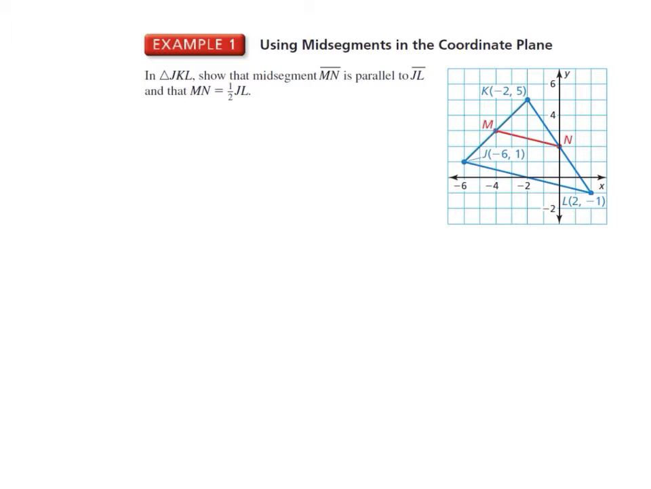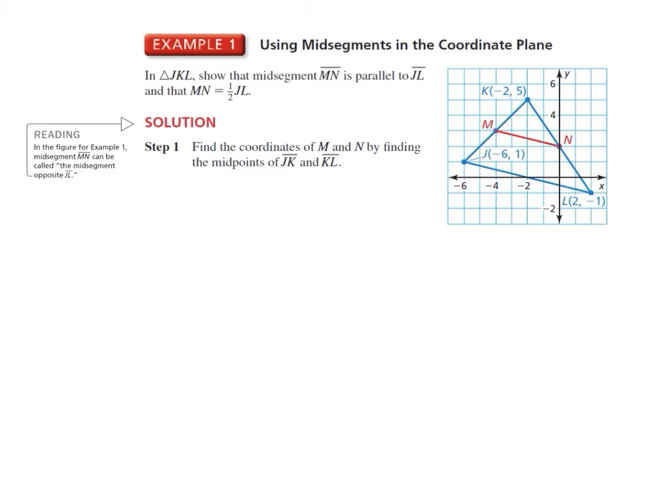All right, let's take a look at example 1, using the midsegments in the coordinate plane. In triangle JKL, we want to show that the midsegment MN is parallel to JL and that MN is half the length of JL. In the figure for example 1, midsegment MN can be called the midsegment opposite segment JL. So our first step is to find the coordinates of M and N by finding the midpoints of segment JK and segment KL.